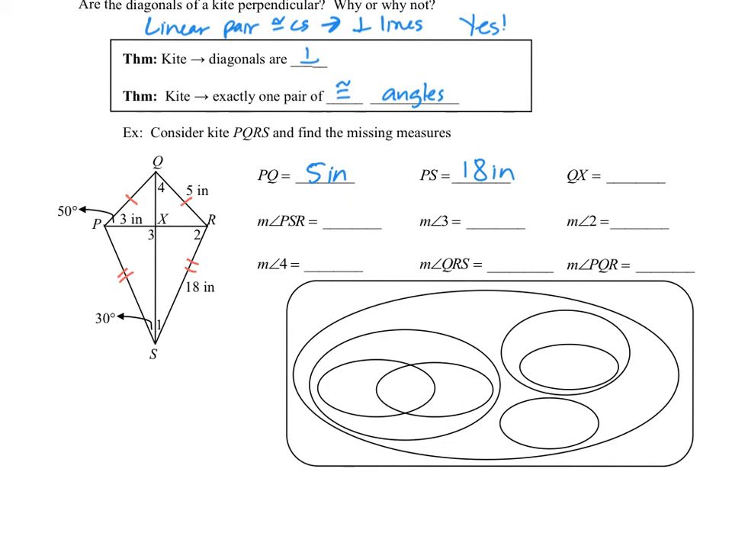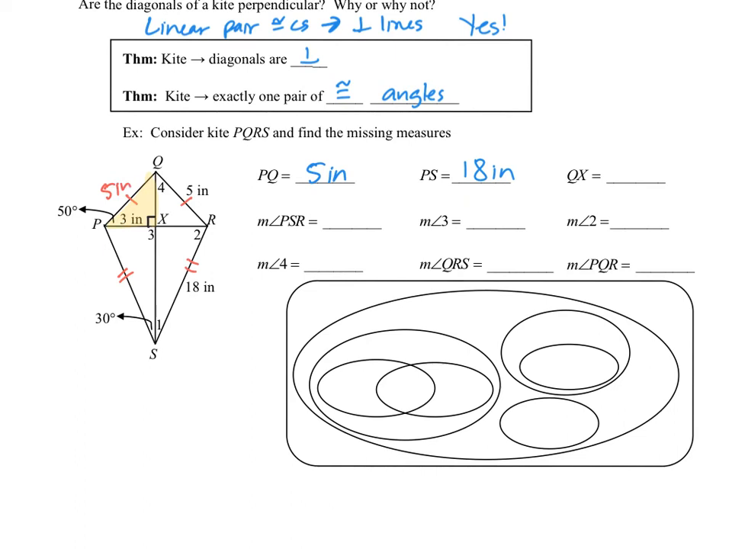The next measure we're asked to find is QX. Let me highlight a triangle. Let's take a look at this triangle. We know it to be a right triangle, because remember we had a theorem just a minute ago that says the diagonals of a kite are perpendicular. So that makes this yellow triangle a right triangle. We know that one side measures 3. We also know that the hypotenuse is 5, so I'm going to label that. The hypotenuse is 5 inches.